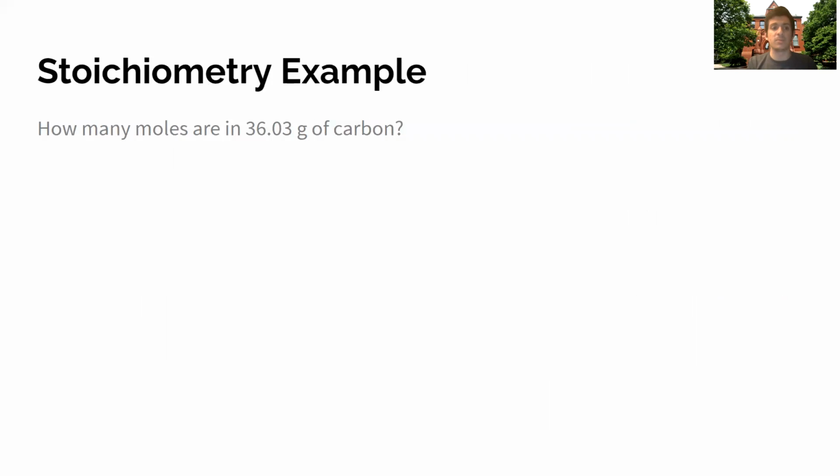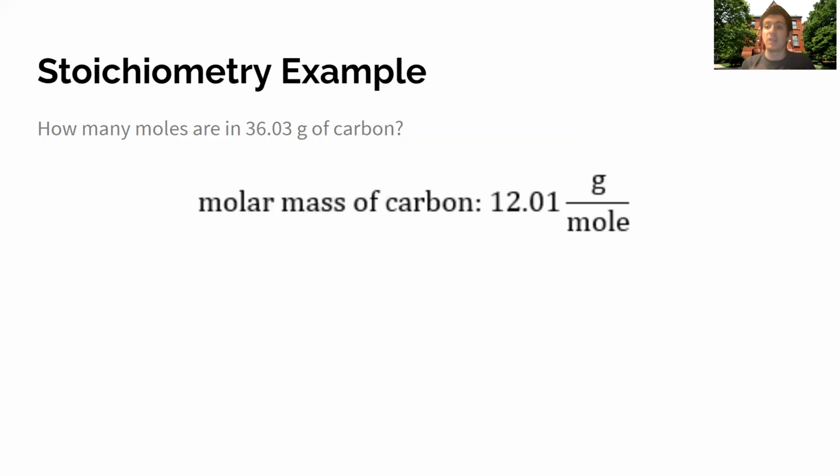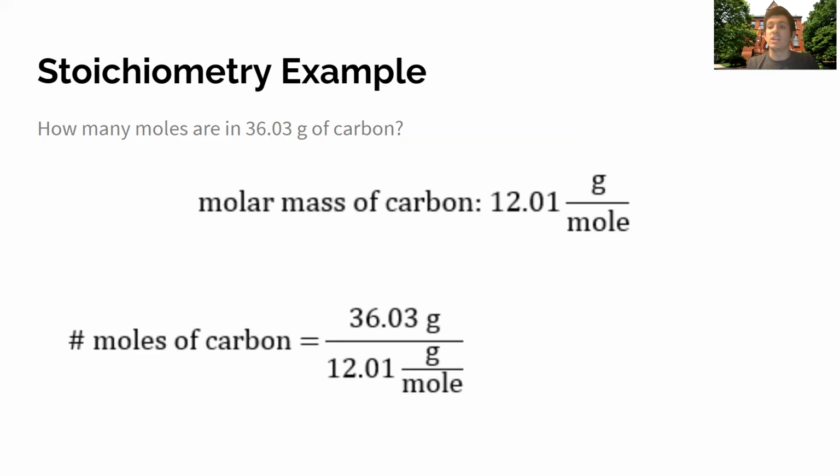Really quick example. How many moles are in 36.03 grams of carbon? Just simple elemental carbon. You can look on a periodic table or look online. You'll find that the molar mass of carbon is going to be 12.01 grams per mole. Now that we have the molar mass, we can use this equation. The number of moles of carbon is going to equal the mass of carbon, 36.03, divided by the molar mass of carbon, which is 12.01 grams per mole. Carrying out the division will give us about 3 moles of carbon.